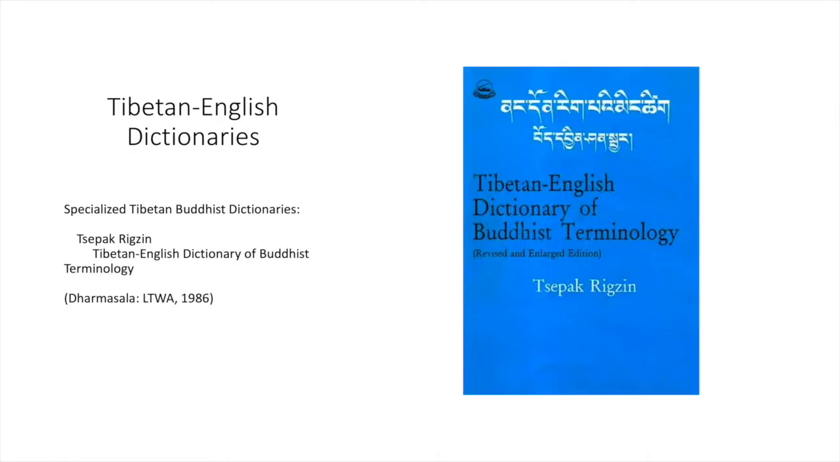A related resource is Tsepak Rigzen's Tibetan English Dictionary of Buddhist Terminology, published from the LTWA, which was derived from the Mahavyutpadi and supplemented by expanded term definitions and additional entries from Buddhist philosophy courses taught at the Library of Tibetan Works and Archives in Dharamsala.